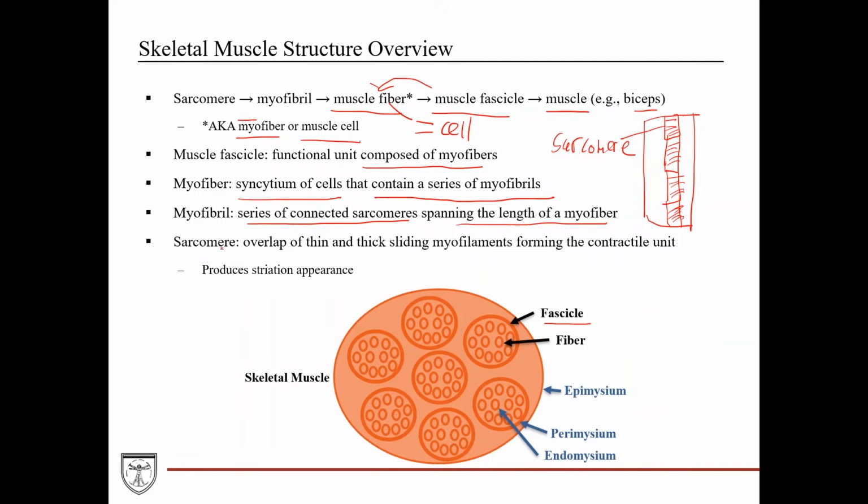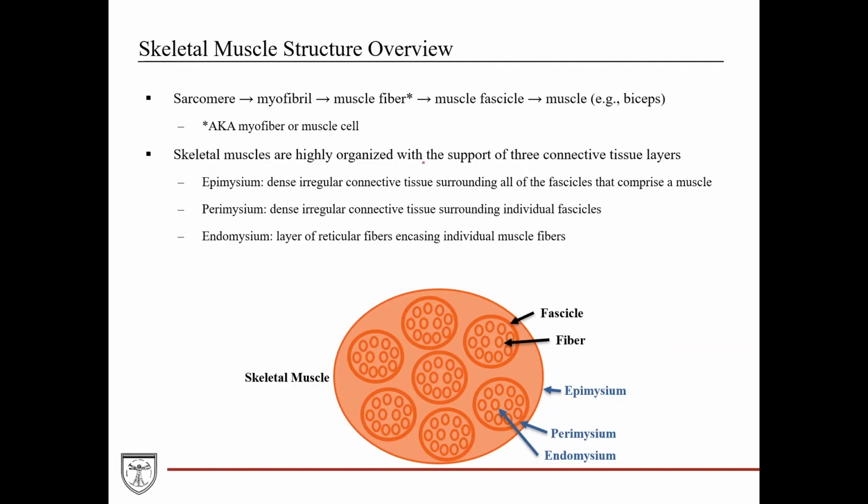And then lastly here, to explain a sarcomere, we'll go over a sarcomere in much more detail a little bit later in the lecture, but it's an overlap of thin and thick sliding myofilaments, which are essentially the filaments that slide back and forth to produce contraction, and thus, as we call it, the contractile unit. And so again, you have the skeletal muscle, then it's organized into fascicles, which are bundles of muscle fibers or muscle cells, and then the muscle fibers or muscle cells contain myofibrils, which are a series of connected sarcomeres.